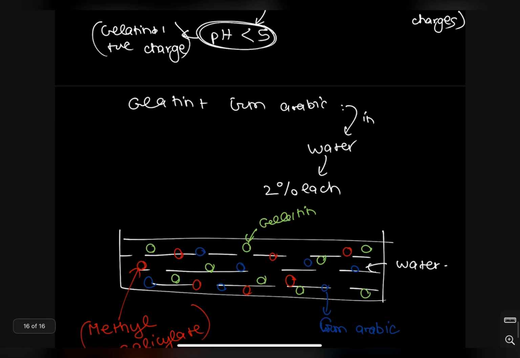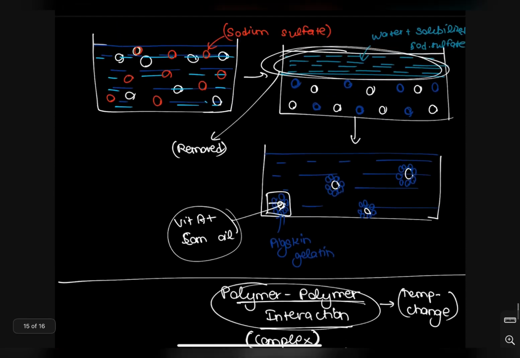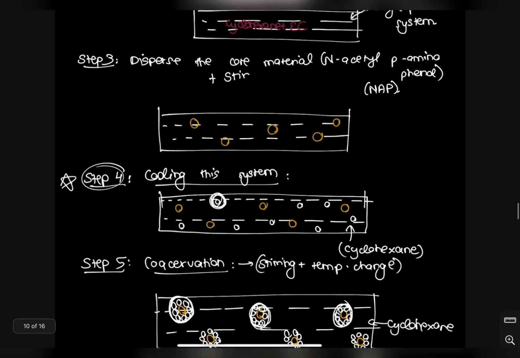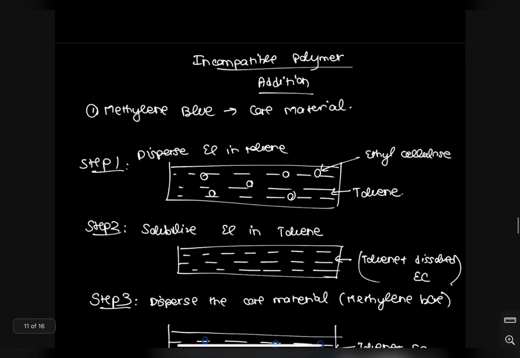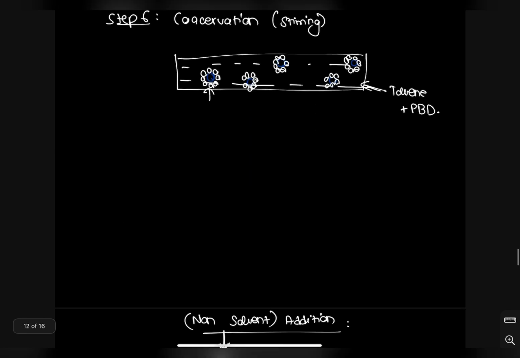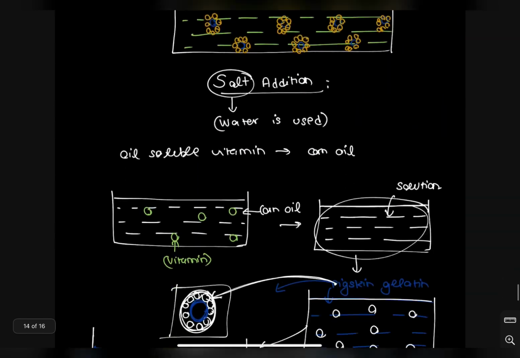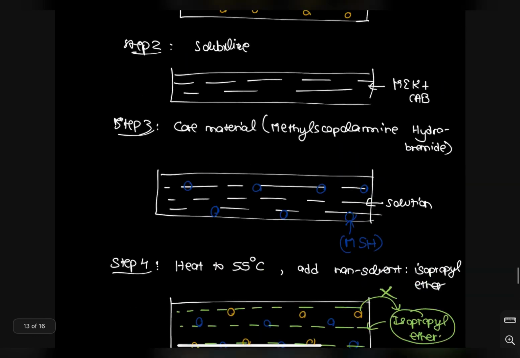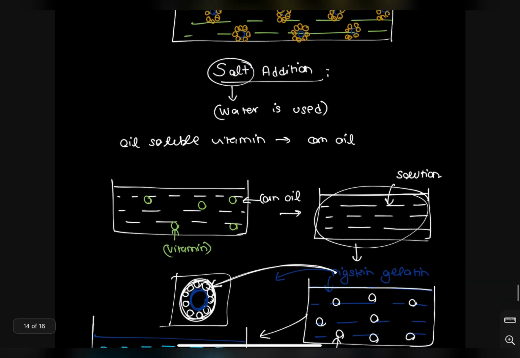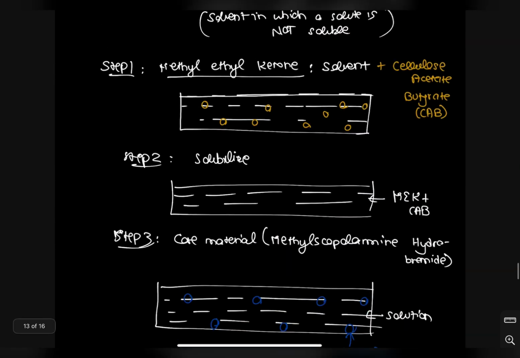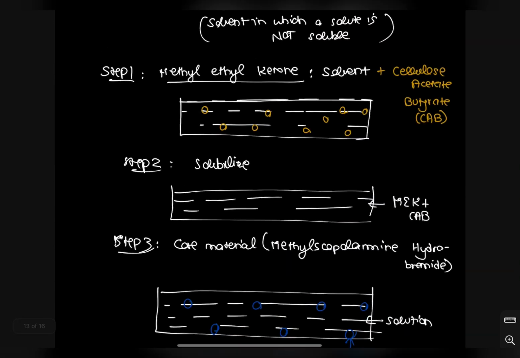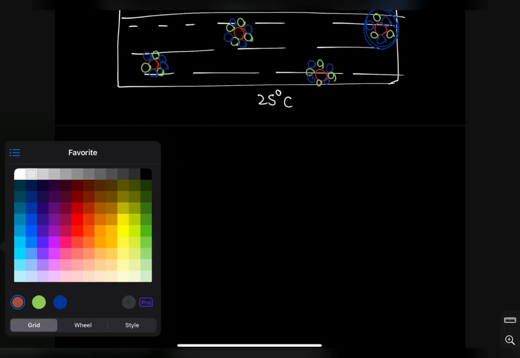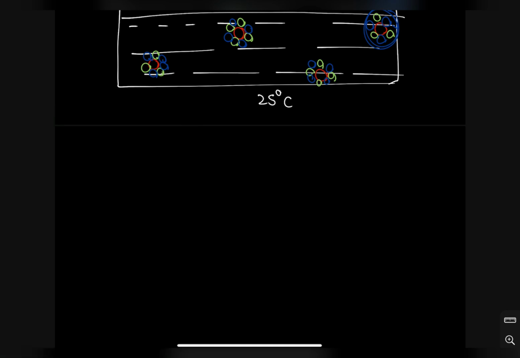Okay, so these were all the methods for microencapsulation that we have learned. Just as a tiny revision, we have temperature change, we have incompatible polymer addition, we have non-solvent addition, we have polymer interaction, and I think I missed one. Salt addition, right? So these are the methods for phase separation coacervation. After all these steps, what you have to do is, which we don't have in detail, that's why I'm not going to be covering it as much as I have covered the rest of them.